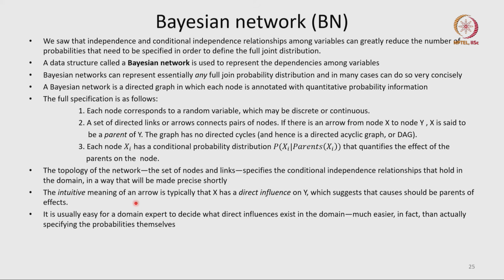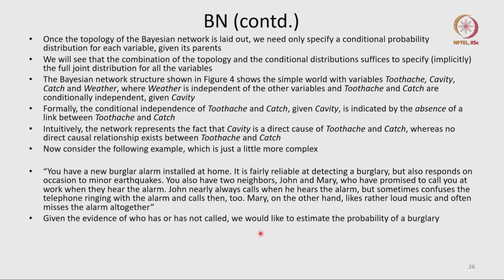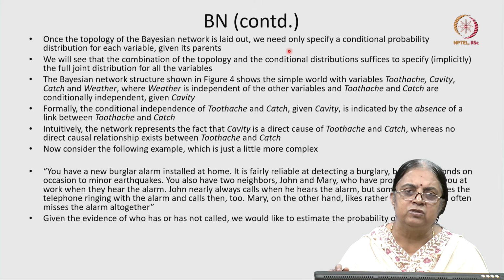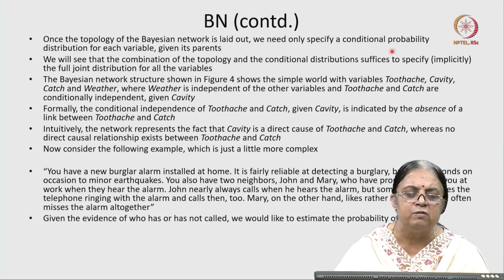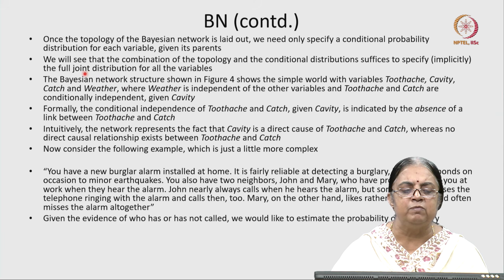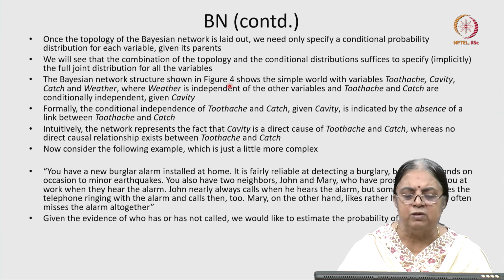So, what does the arrow mean? It means X has a direct influence on Y. So, it is called the parent of Y basically. You can get the topology of the network in this way, and for each node you need to find the conditional probability distribution. It is called the conditional probability table.